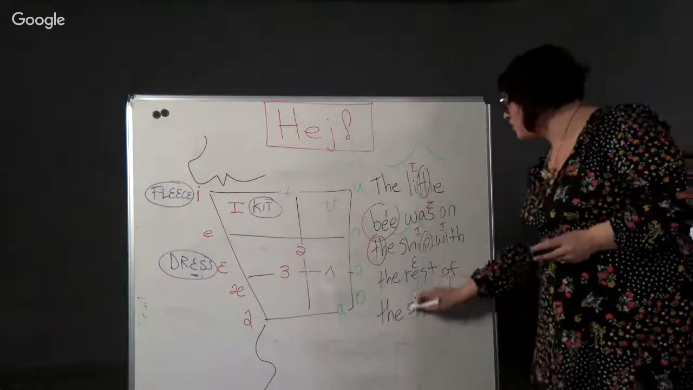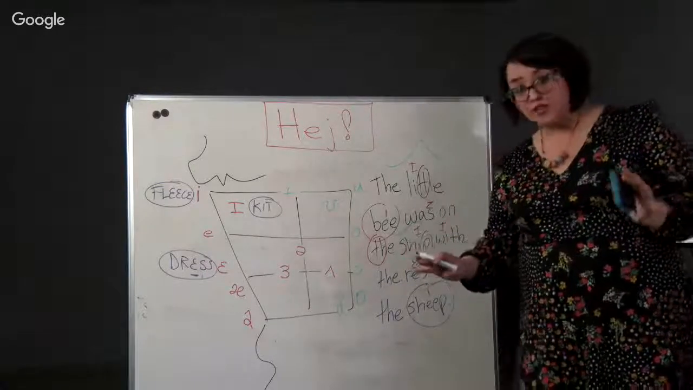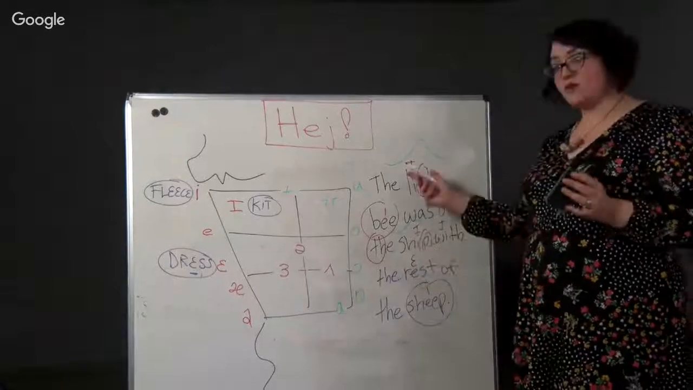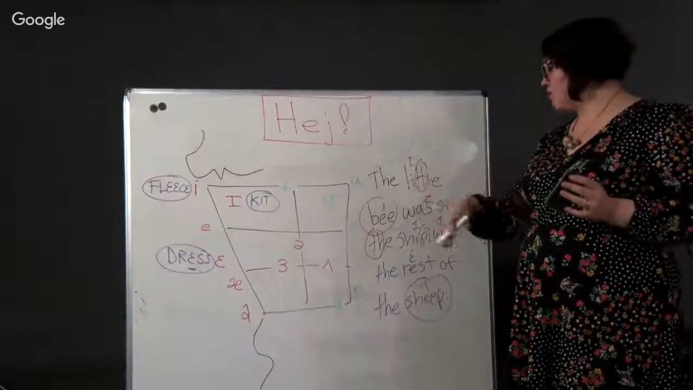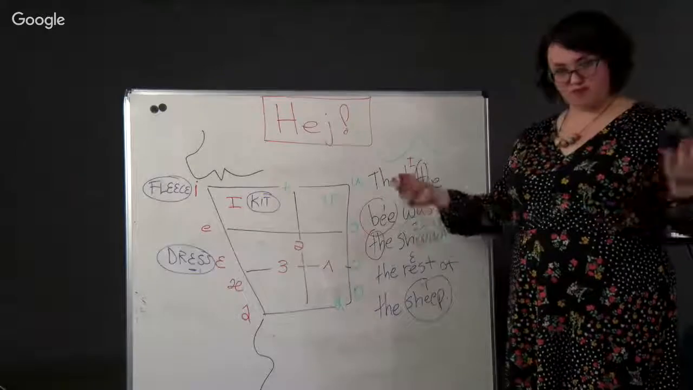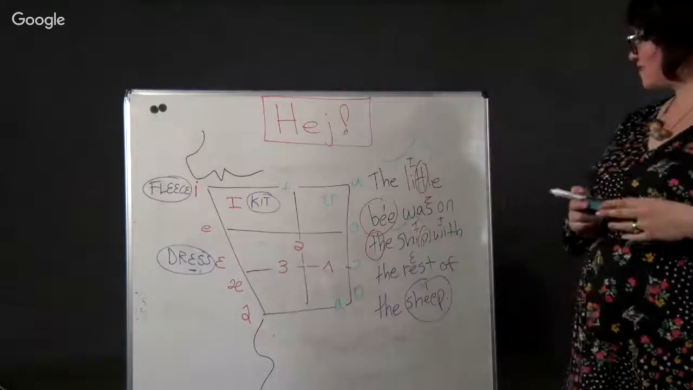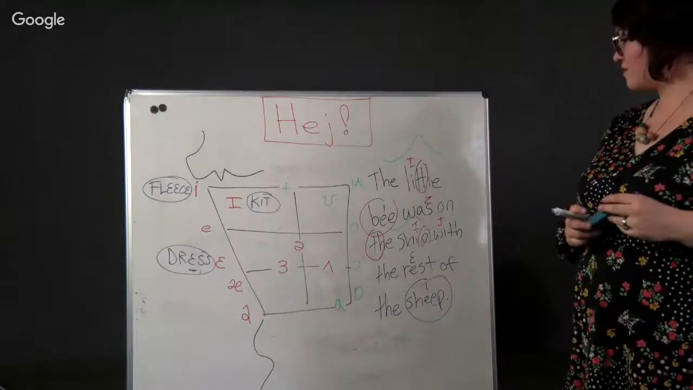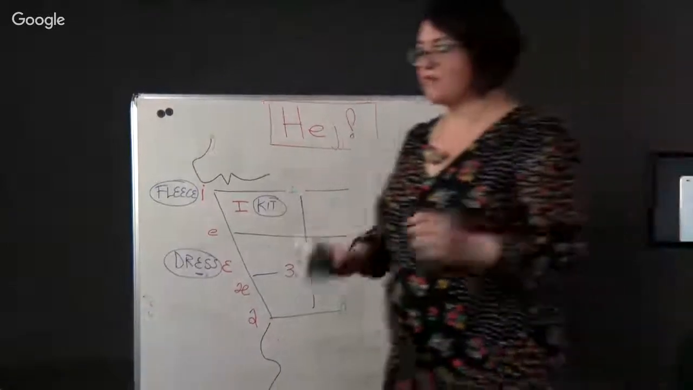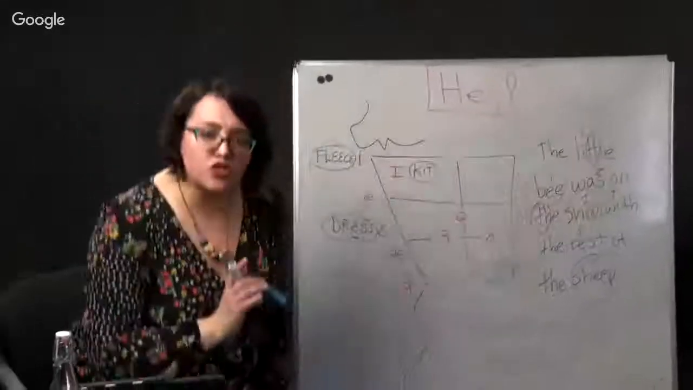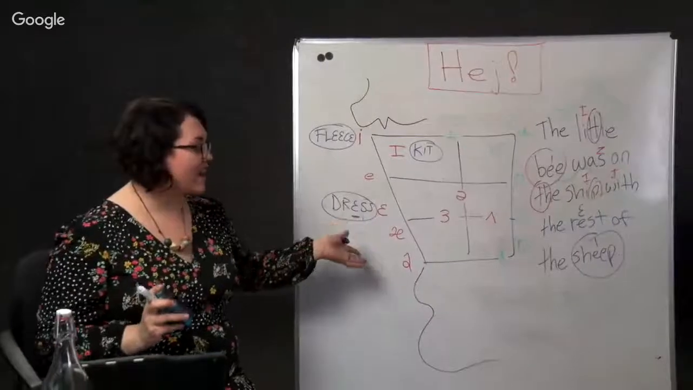So we'll continue to watch out for this one to make sure we're not overdoing it, but we'll just add in that. Can we try this? The little bee was on the ship with the rest of the sheep. Try it out. Huzzah. So that one actually is not usually too difficult for most people. That one we kind of get.